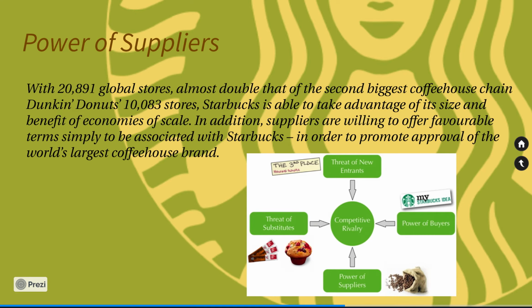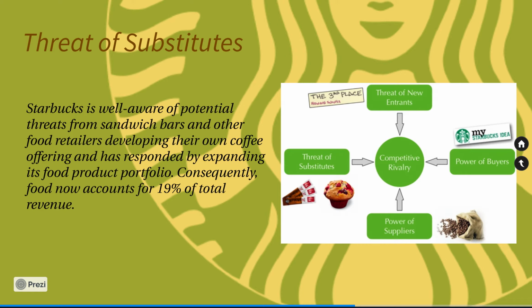So, moving on, the threat of substitutes. Starbucks is well aware of potential threats from sandwich bars and other food retailers developing their own coffee offering and has responded by expanding its food products portfolio. Consequently, food now accounts for 19% of total revenue. One of their major competitors in Hong Kong is Pacific Coffee. They also serve coffee, and alongside coffee, they also serve food, sandwiches, and so on.